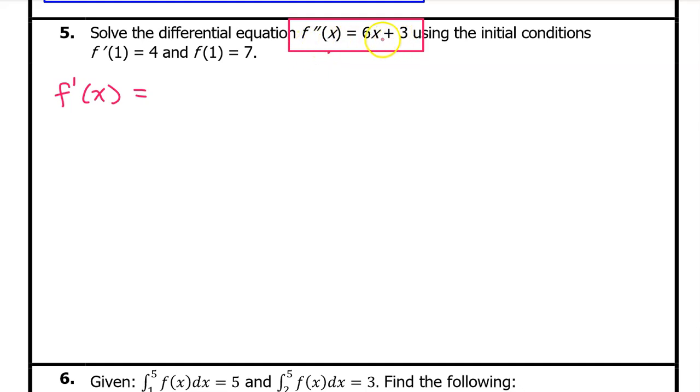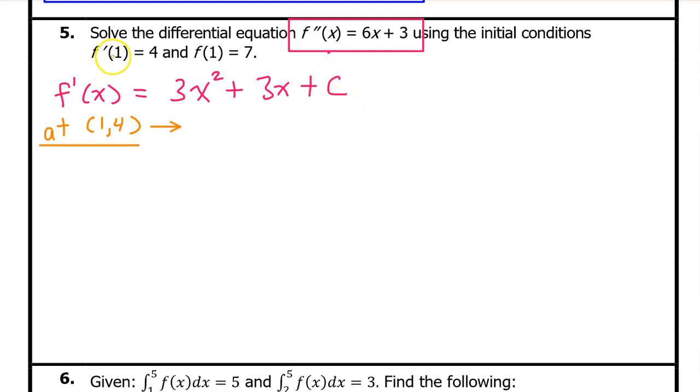The antiderivative of f double prime is f prime. We will use the power rule of integration on the term 6x. Increasing the exponent by 1 gives us x squared. And then dividing the coefficient by this new exponent, 6 divided by 2 is 3. The antiderivative of 3 is 3x. And don't forget to add the constant of integration.